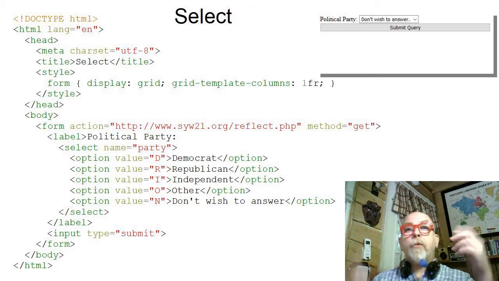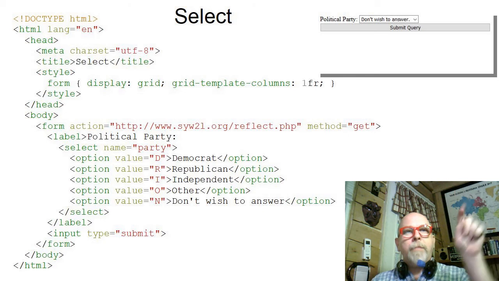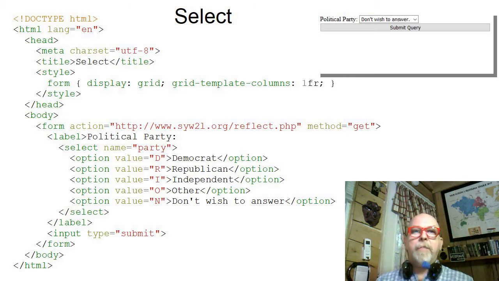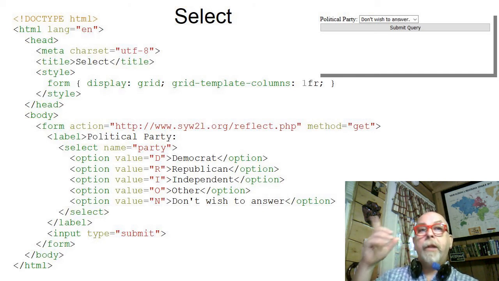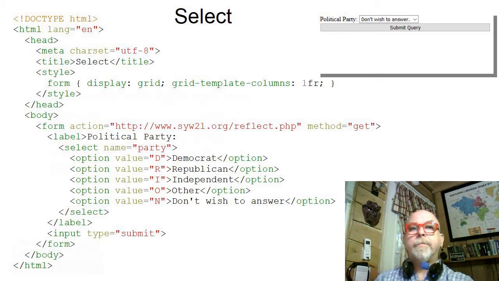So by creating these five options, the user can click on the little arrow, drop down, choose the one they want, and hit submit. Very nice, very pretty, doesn't take up a lot of space, works a lot like a radio. They can choose one, but for states or for colors or for political parties or for lots of other things, the drop down, the select, and option just makes a whole lot of sense.